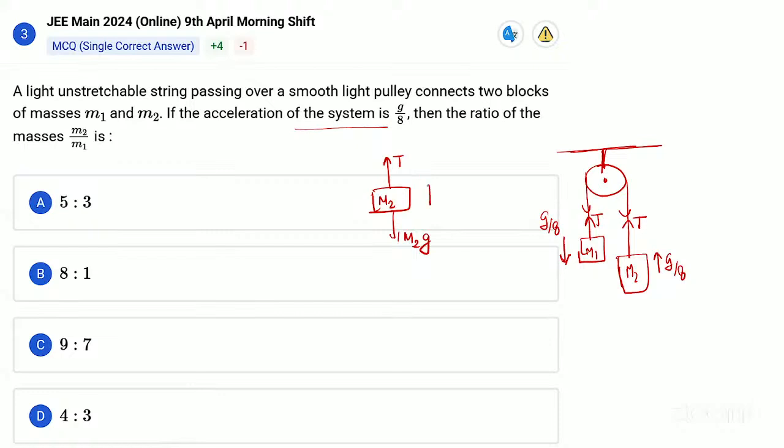The system is moving up, this block is moving up, we can say g by 8 acceleration is there. So whatever the force present in the direction of acceleration, we will take as positive and other forces as negative, and then equals to mass of the system which is m2 into acceleration which is g by 8. So here we can say T minus m2g is equals to m2g by 8. Equation 1. Similarly, draw the FBD for m1.